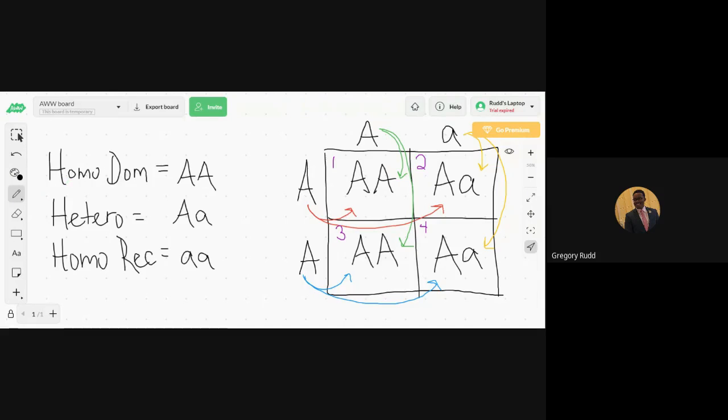So how many homozygous dominant offspring are there in this Punnett square? How many capital A's are there? Thank you, Fanique. Excellent. I've got 2 homozygous dominant. What about hetero? How many hetero offspring do I have? Thank you, Jessica. I also have 2 of those. How many homo recessive do I have? Lowercase, lowercase. I have 0 of those, none of those in my Punnett square. I don't see any lowercase, lowercase in this Punnett square. So no homo recessive.